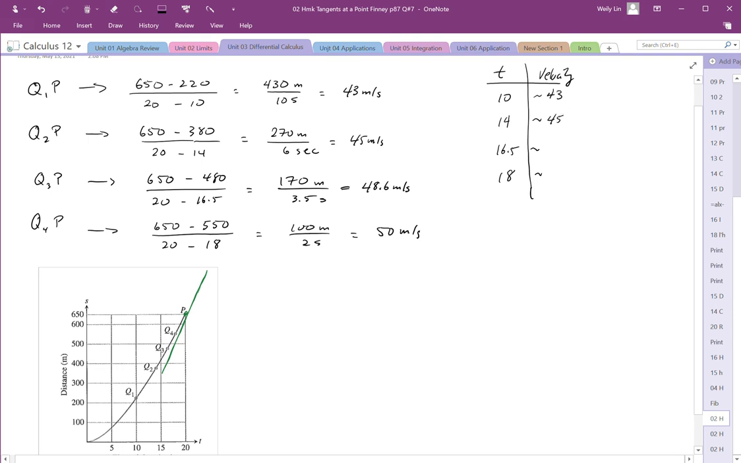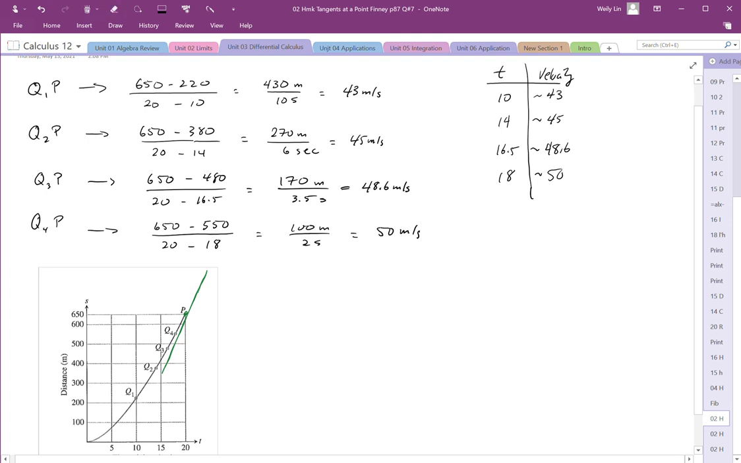For 14 at Q2, we'll say that's 45 meters per second. At Q3, I said it was 16.5, so I'm using 16.5 as that time. But again, if you're using something different, that's perfectly fine, as long as it's pretty close. And then for the last point I'm using t equals 18. So I get 20 minus 18 as my run, and I end up with 50 meters per second.